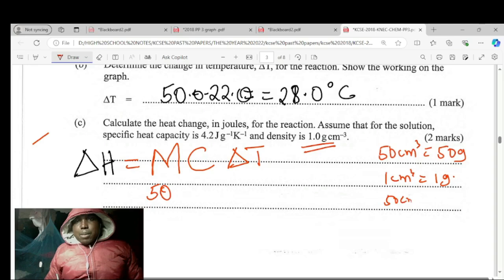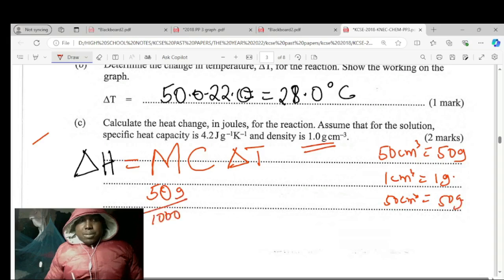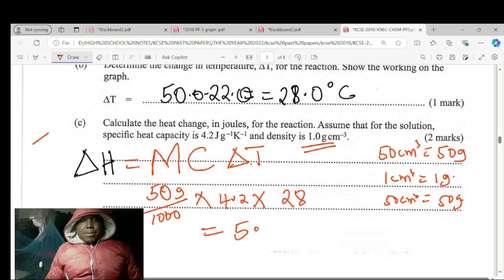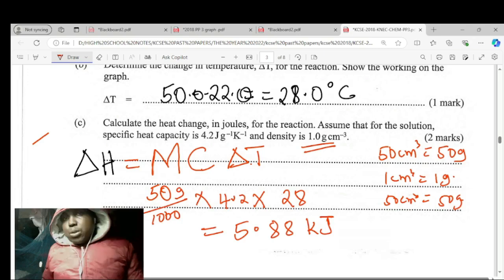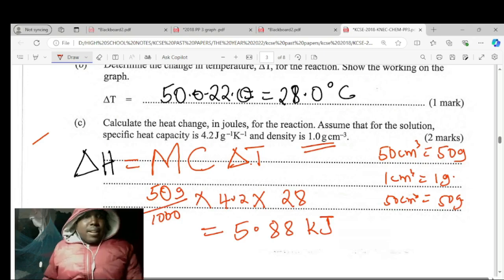We divide it by 1,000 to change this one into kilograms, and then times specific heat capacity, which we have been given as 4.2, times temperature change, which is 28. So when you multiply this, you get 5.88 kilojoules. Kilojoules, J should be written in capital letters because it is the name of the owner who came up with this energy changes. So that is the heat change.